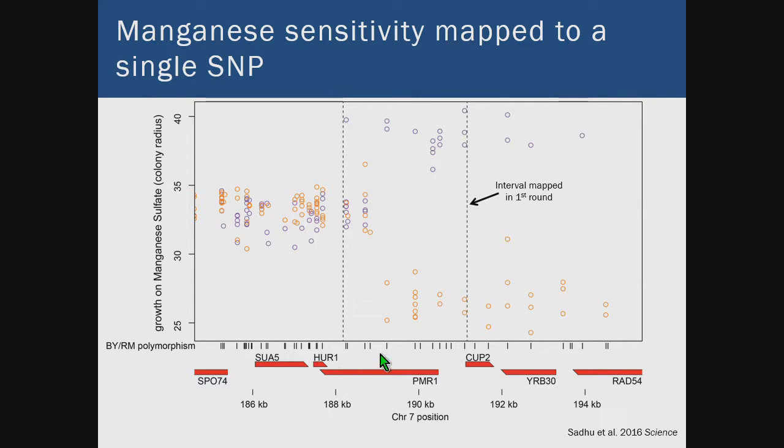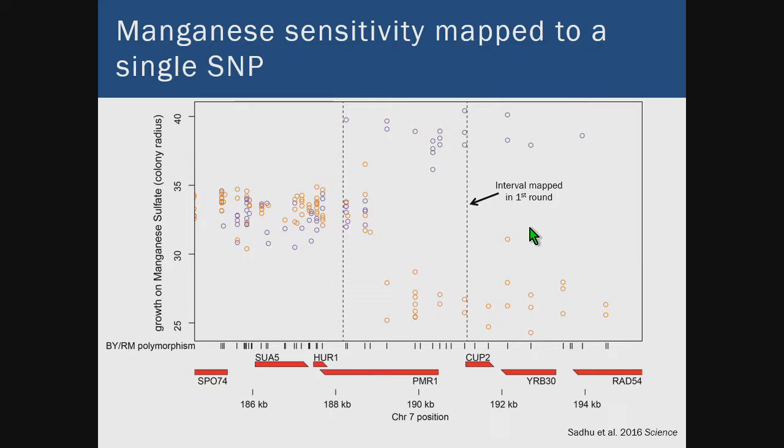And what you can see is that this polymorphism right here, if that polymorphism is heterozygous, as is the case for all of these individuals who have their loss of heterozygosity closer to the telomere, then the individuals have the intermediate phenotype. But if this polymorphism becomes homozygous, either for BY or RM, then you have the sensitive or the resistant phenotype.